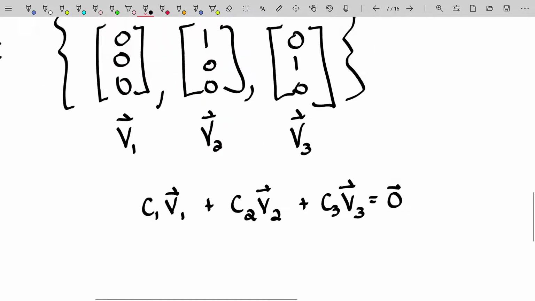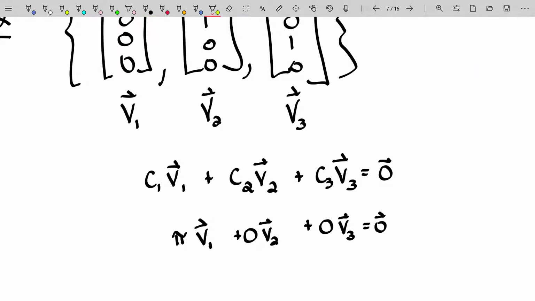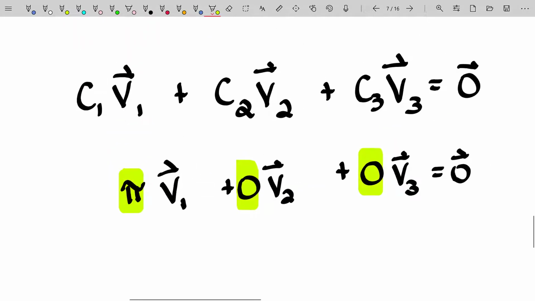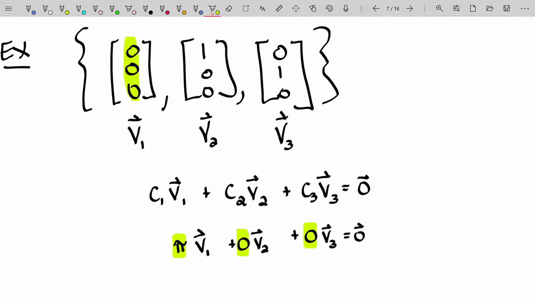Well, here's one such linear combination. Notice not all of the weights are zeros. One of them isn't. So that is a linear combination of those vectors, and by the way, that does become 0 because v sub 1 is the 0 vector, so pi times v sub 1 is still 0. The rest of them are 0, and so all that sums up to the 0 vector.